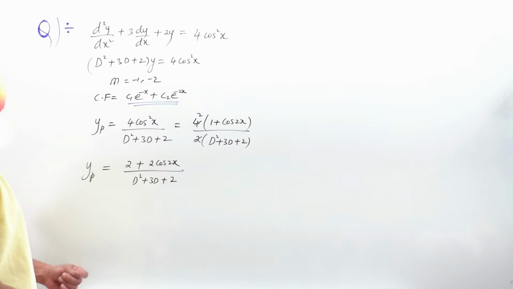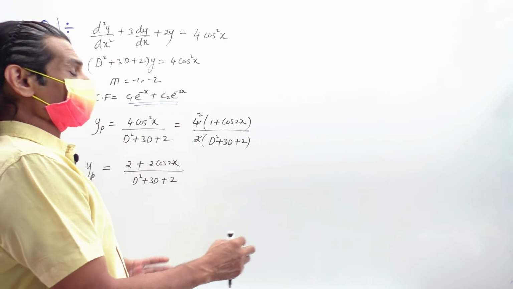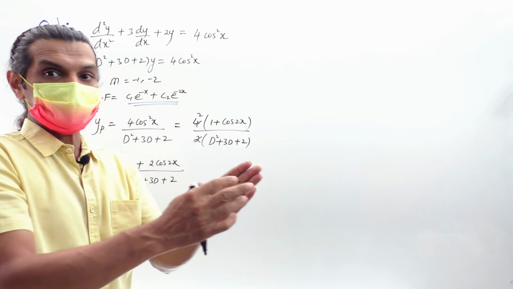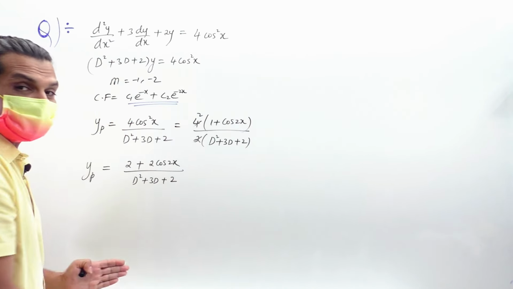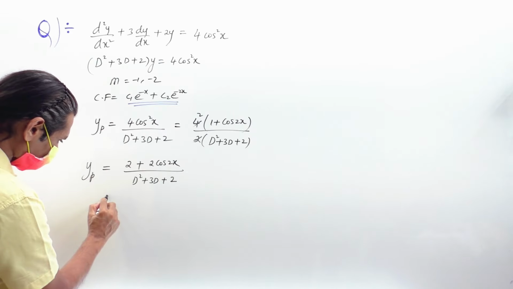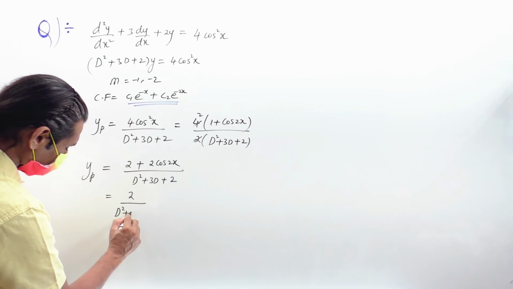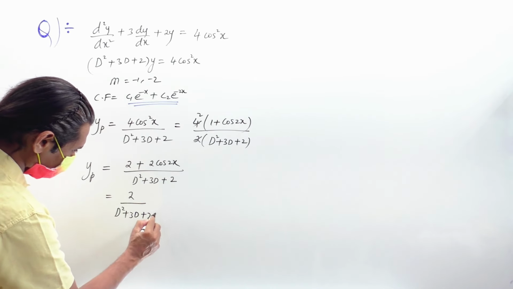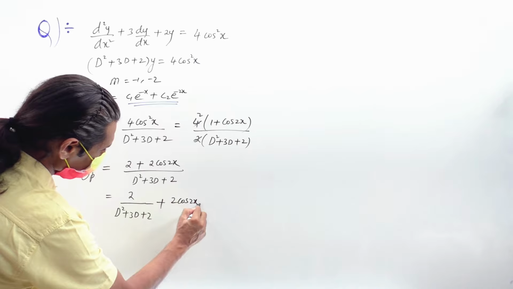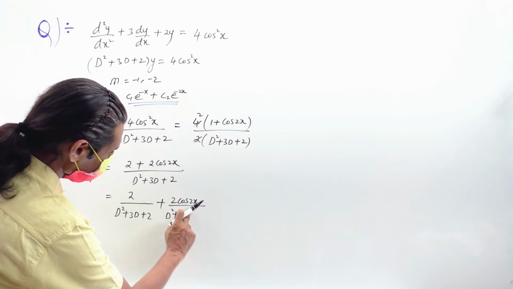Now one more thing while solving problems, I already discussed that if the right hand side has plus or minus signs not inside a standard form, again separate it. Plus or minus is separate. Each part will have its individual particular integral. This is a plus sign here, so separate. So we have 2 divided by d square plus 3d plus 2, plus 2 cos 2x whole divided by d square plus 3d plus 2.